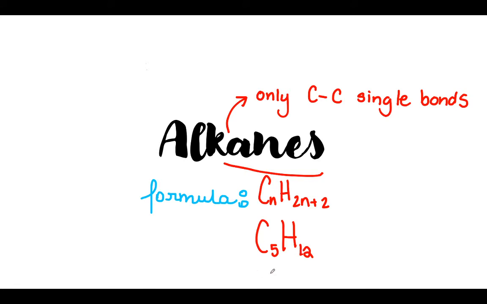Let's take a look at an example. If I'm telling you that it's an alkane and I tell you that there are 3 carbons, I know the number of hydrogens because the number of carbons times 2, so 3 times 2 is 6, plus 2 is the number of hydrogens. So my 3 carbon alkane is always going to have the formula C3H8.